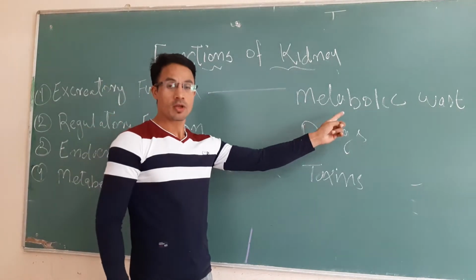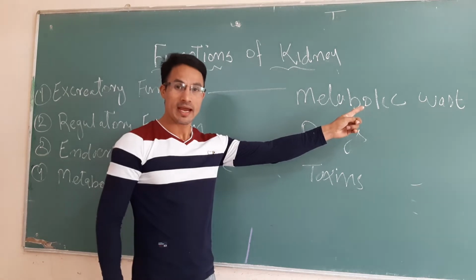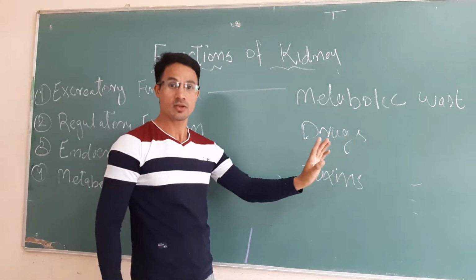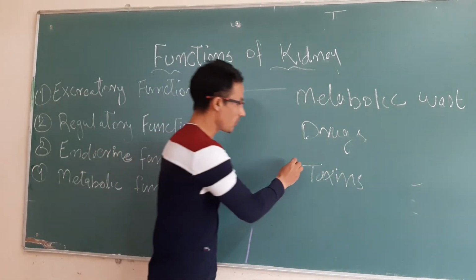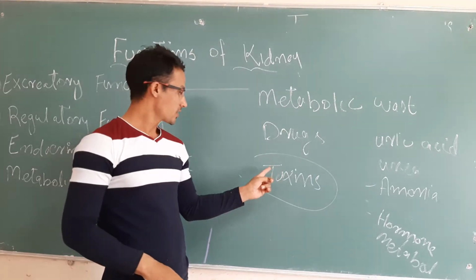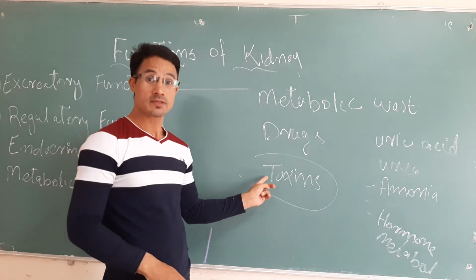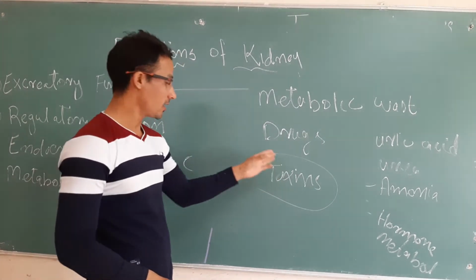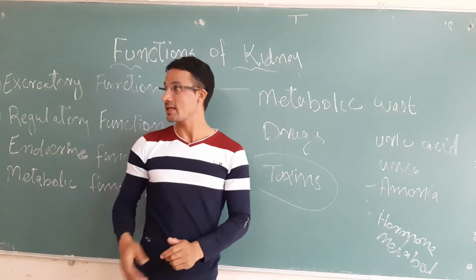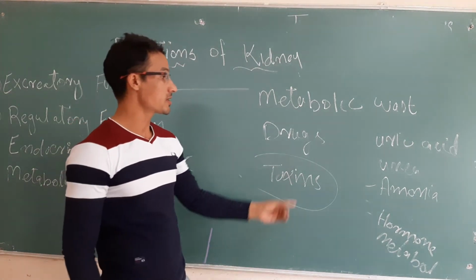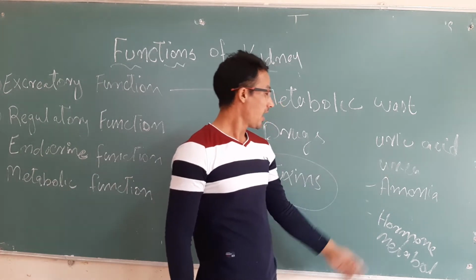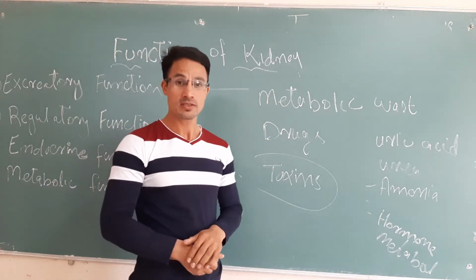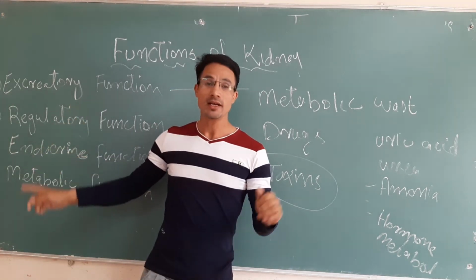we discussed the metabolic waste, that was the urea and creatinine. We also discussed how the drugs are excreted through the urinary system. Now the toxins. Now we discuss what toxic substances are present in the body and how they are excreted. There are a lot of toxic substances which are excreted by the kidney. These toxic substances are uric acid, urea, ammonia, and hormone metabolites. These are the toxic substances which are excreted by the kidney.